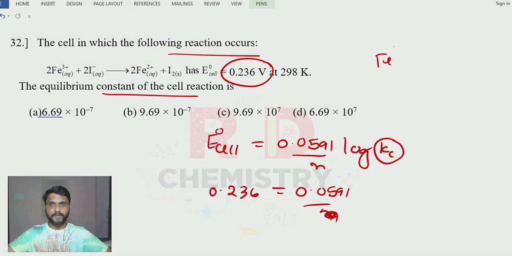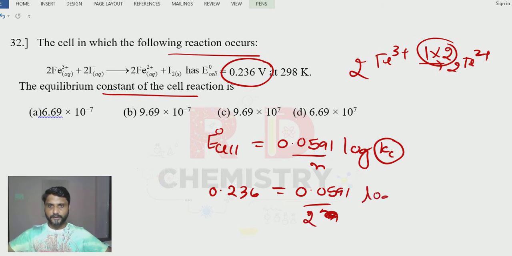Here Fe+3 becomes Fe+2, right? So what is the difference? 1 electron difference, but the number of moles are 2 and 2. So this is a 2 electron transfer altogether. So into 2, correct? Then log Kc. When you calculate, log Kc would be equal to 7.98.